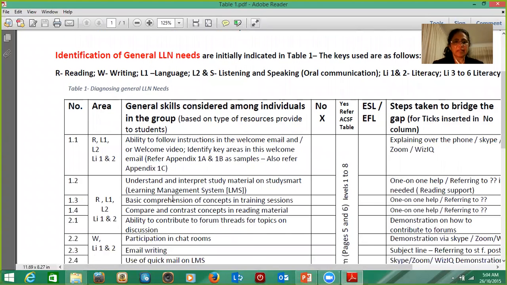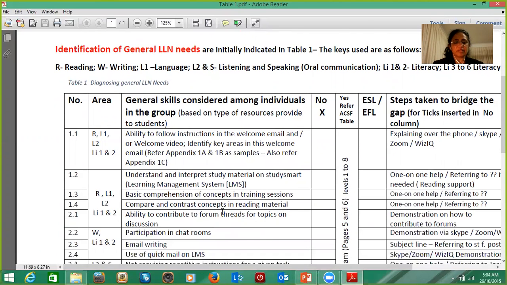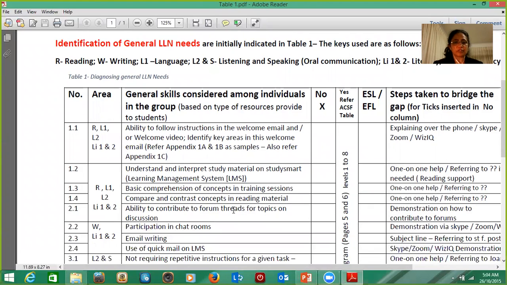And then can the students comprehend the material given? Can they compare and contrast? Right? Can they contribute to forum threads? Can they find out learning material from the learning management system by following the instructions given? So the areas I have shown, use the key to group them. The very first one, the point of contact, is the ability to read, literacy 1, literacy 2.